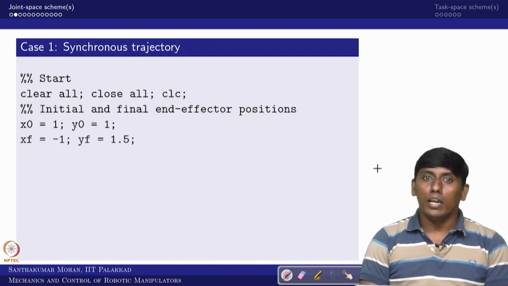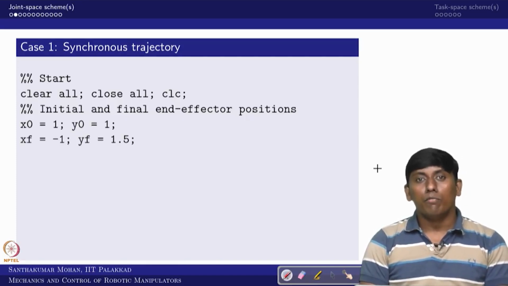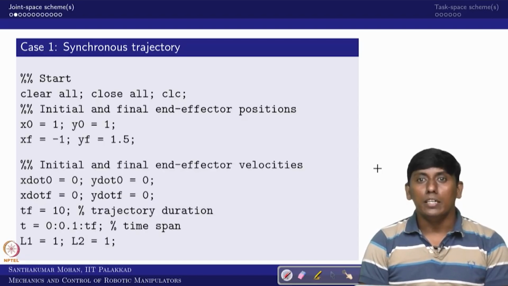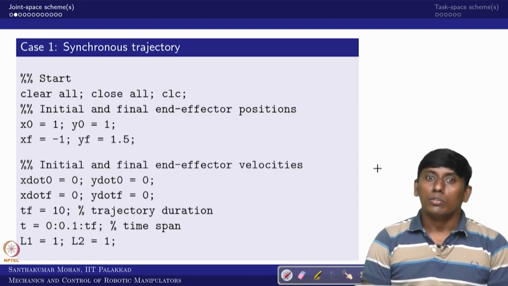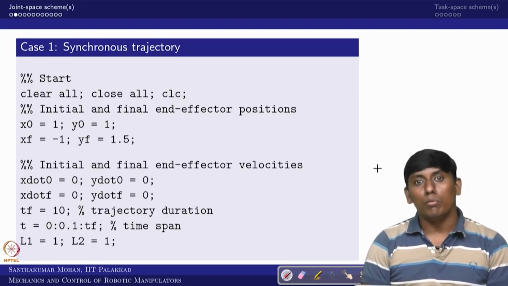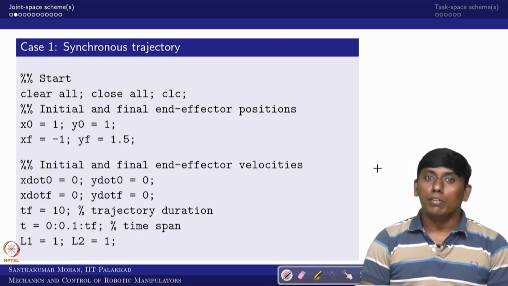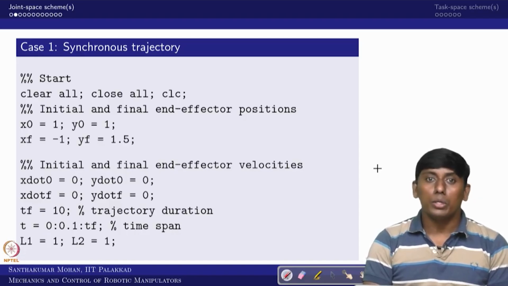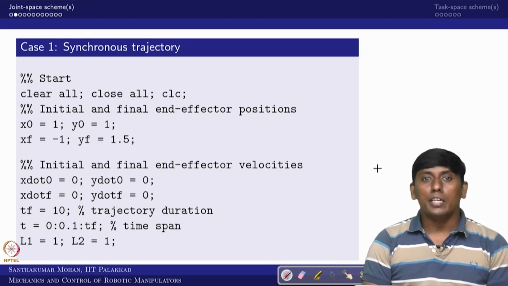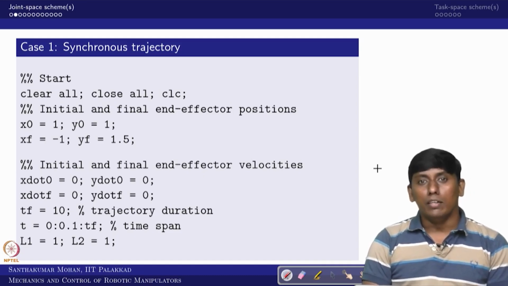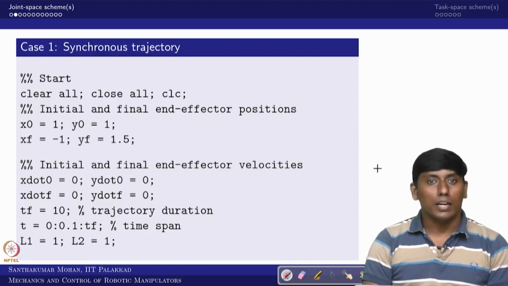Here we take the initial position and final position of the end effector, and from there we can use the inverse kinematics to calculate theta 10 and theta 1f and so on. The initial and final end effector velocity can also be given, because that is what the cubic polynomial is all about. In that case we can use the Jacobian, in the sense the differential kinematics, where we can choose the inverse differential kinematics and then do it.